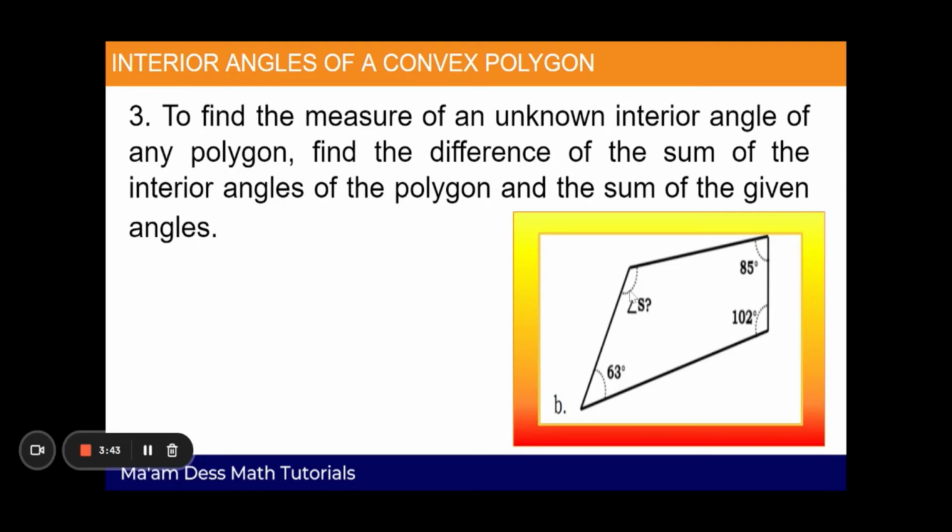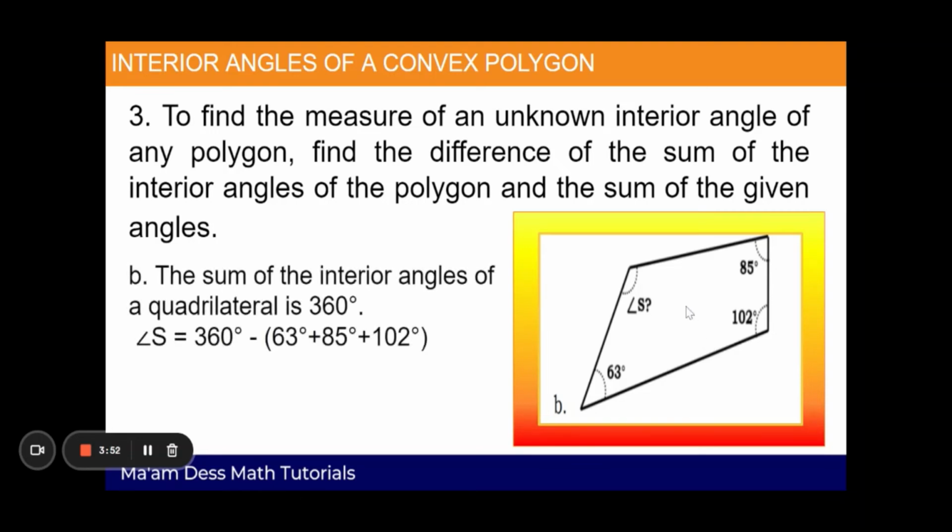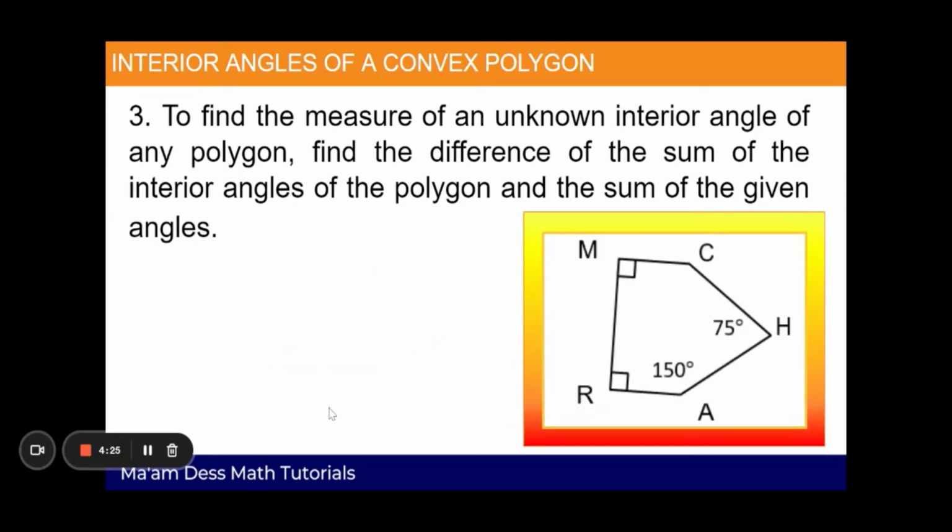Okay? So, as you can see, we have quadrilaterals here. And remember that the sum of the interior angles of a quadrilateral is 360 degrees. So, therefore, to find the measure of angle S, get first the sum of the three given measures of interior angles and then subtract it from 360. So get the sum of 63 plus 85 plus 102. So we come up with 250 degrees and then subtract it. So angle S is equal to 110 degrees.